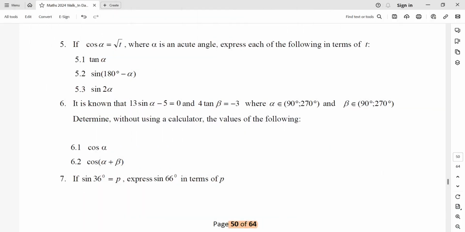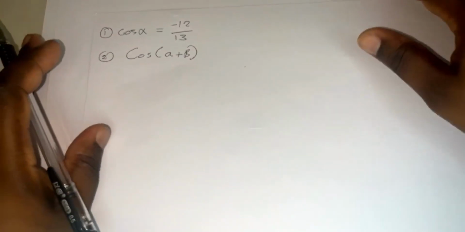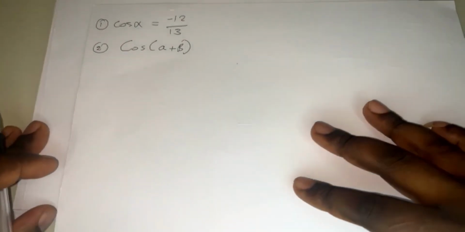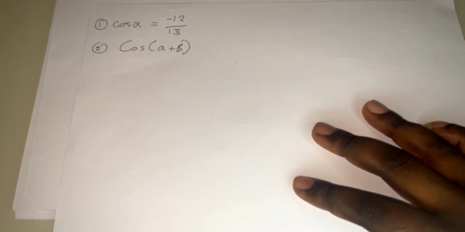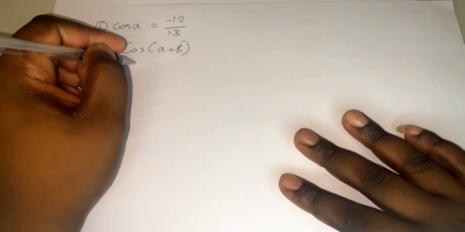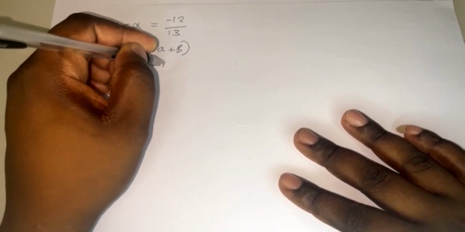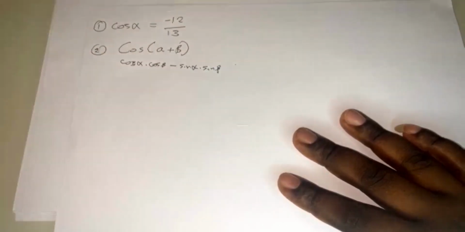Number two says the value of cos into brackets alpha plus beta. Oh, this one looks difficult, right? But cos of an angle plus another angle, or angle A plus angle B, or angle 1 plus angle 2, is a compound angle. A compound angle we express by identity. So it's cos alpha multiplied by cos beta minus sine alpha multiplied by sine beta. Is that there in your formula sheet?